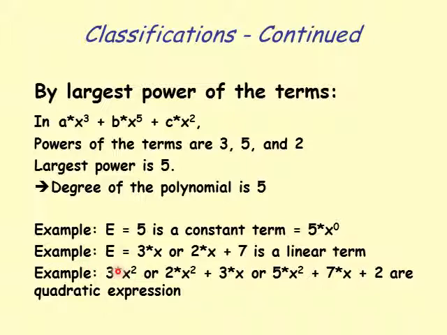In 3x squared, or 2x squared plus 3x, or 5x squared plus 7 times x plus 2, the highest power is 2 here, the highest flag value is 2 again, so its degree is 2, and they are quadratic expressions. This is a constant, this is linear. When the flag degree is 1, it's a linear term. When the degree is 2, it's a quadratic.